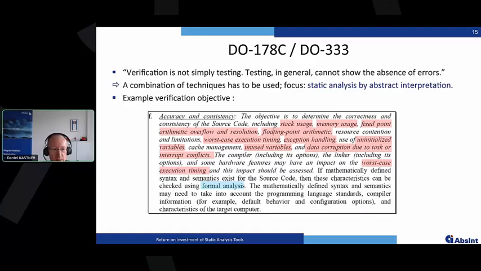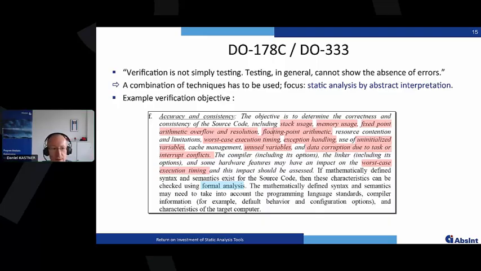With respect to the requirements you can address by static analysis, one example is the accuracy and consistency objective at the source code level. And here, well, you have to determine correctness and consistency. You have to look at things like stack usage, memory usage, overflows, so that means runtime errors, worst case execution time, uninitialized variables, so runtime errors again, data corruption due to task interrupt conflicts, worst case execution time. So basically you will find all these topics I've mentioned before in this objective.